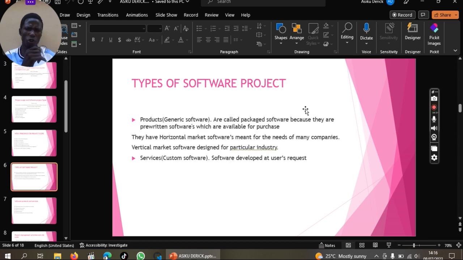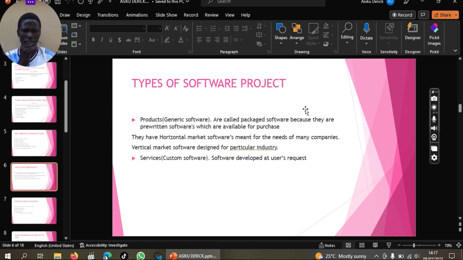Then now, let's talk about types of software projects. Software projects have two types. The first one is the product or generic software. These are called packaged software because they are pre-written software which is available for purchase. It means that the product or generic software is pre-written, so a customer or a user can purchase it and just develop from there. It is not from scratch. It is available, you buy and develop.